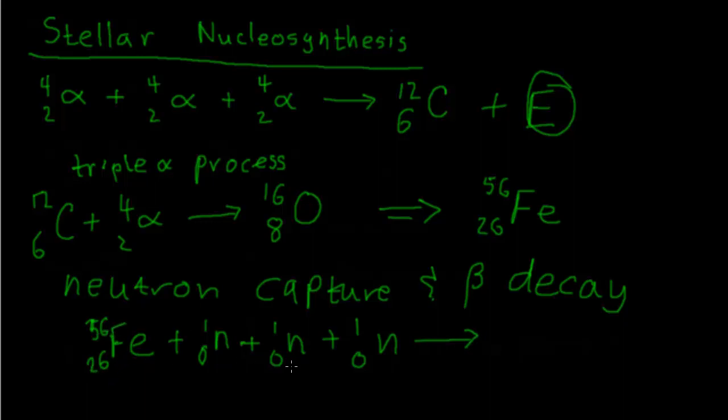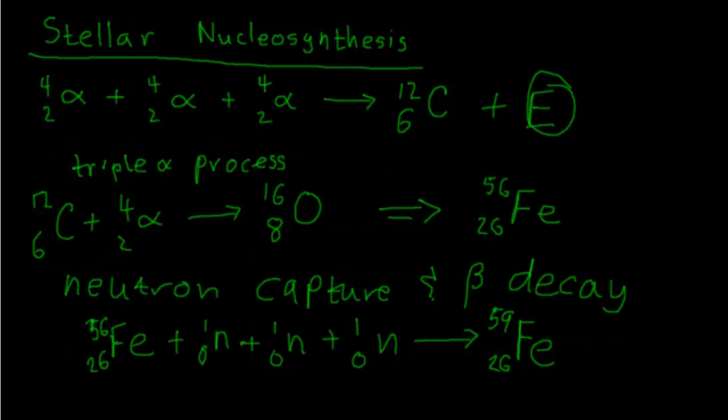And what do we make? Well, we make this guy. We haven't changed the charge, so it's still iron. We still have 26 protons, right? Because 26 plus 0 plus 0 plus 0 is still 26. But now we've got 56, 57, 58, 59 as its mass number. And it turns out that that kind of mass makes the nucleus unstable. So it's going to fall apart and decay into other stuff. And so this is the beta decay part. So neutron capture happens first, and then we get beta decay.